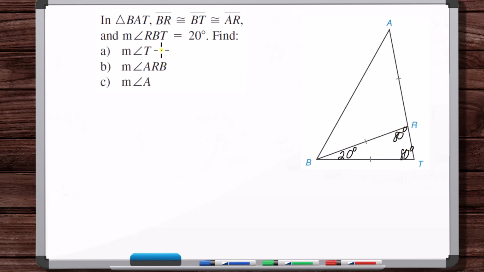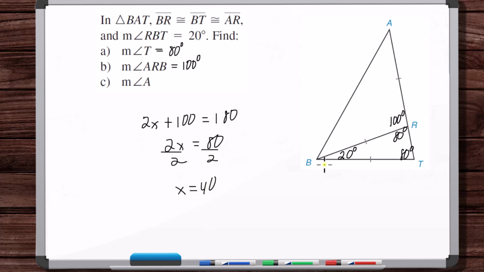All right, and that gives us the measure of angle T. Now the measure of angle ARB is just 180 minus 80. That's going to be 100. Now the measure of angle A: we've got another isosceles triangle ARB here, so these two angles are congruent. So it's going to be 2x plus 100 is equal to 180. So 2x is equal to 180 minus 100, which is 80. x is equal to 40. So the measure of angle A is equal to 40 degrees.